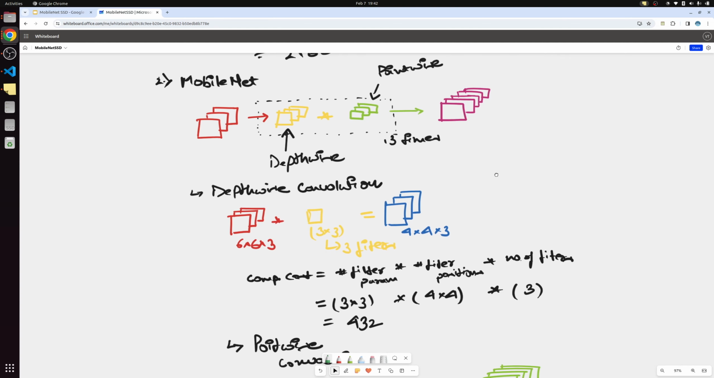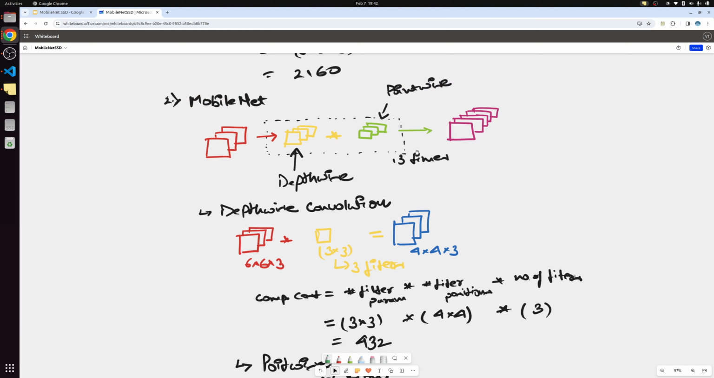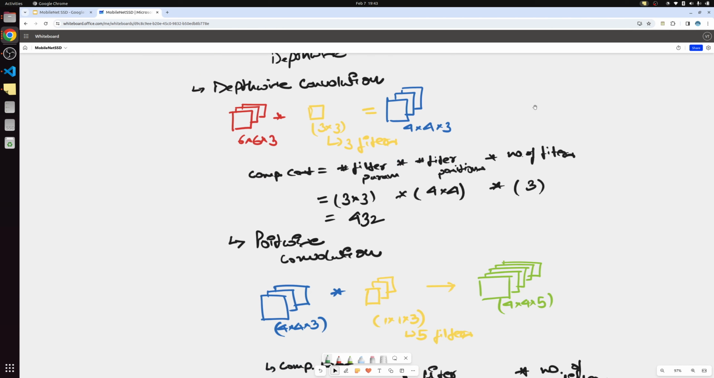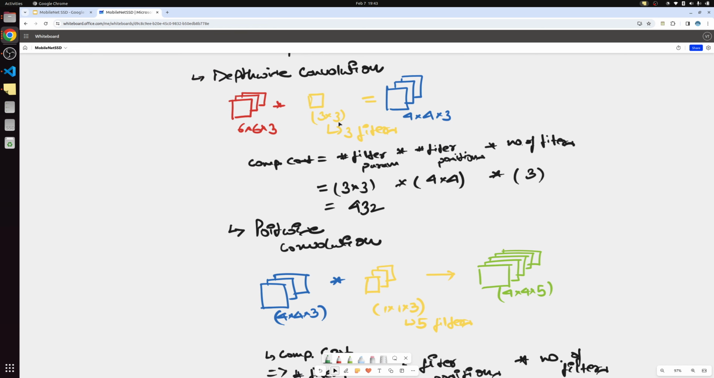So this process happens 13 times. A depth-wise and a point-wise together are one block, and this happens 13 times. That is the complete architecture of MobileNet that we'll be looking at soon. Now let's first look at the depth-wise convolution. In depth-wise convolution, this is your input image. You will use a 3 by 3 filter, and then you get some output. Once you multiply a 3 by 3 filter with an individual input channel, you will get a channel here.